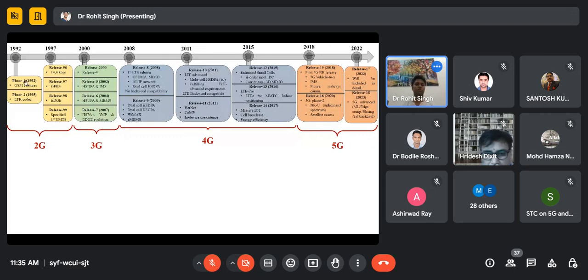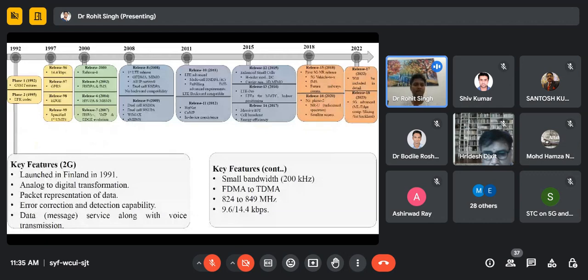Okay. So phase 1, phase 2, different enhancements were made in 1992. What are the key advancements that have been made? The second generation was launched in Finland in 1991. The first major breakthrough, as compared to the first generation, was the analog to digital transformation. Now, since we are working in the digital domain, we can represent all the information in terms of packets and frames. Next, error correction and detection capabilities can now be added because the data is represented in terms of bits.